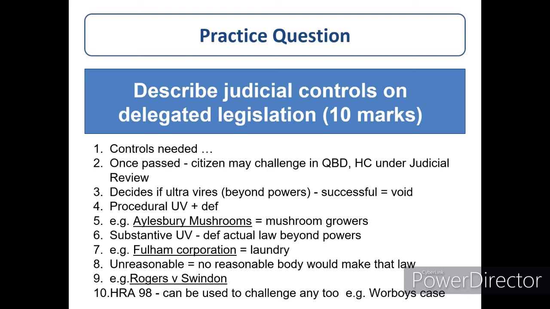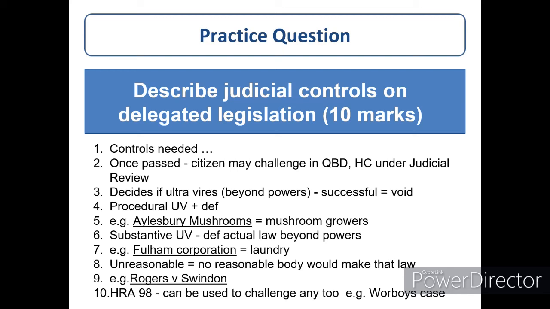You could get a 10-mark question of: describe judicial controls on delegated legislation. Your essay would need to cover 10 clear AO1 marks. And don't forget, we're looking here at the OCR A Level course. You would start your essay with a very brief sentence about why controls are needed.